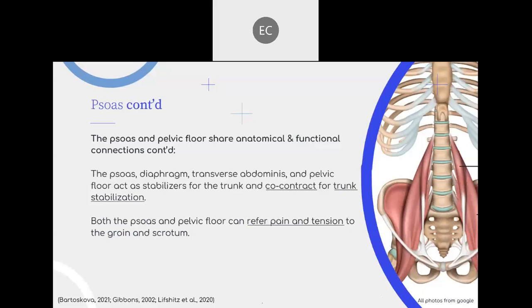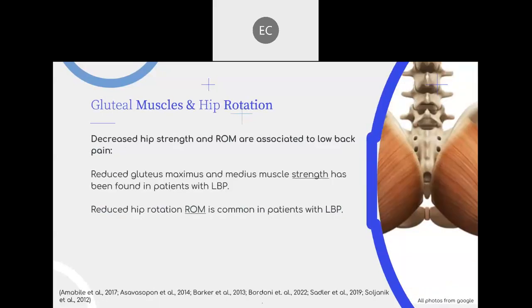So the psoas, the diaphragm, transverse abdominis, and pelvic floor act as stabilizers for the trunk, and they all co-contract for trunk stabilization. And both the psoas and the pelvic floor can refer pain and tension to the groin and scrotum. So I'll move on to the gluteal muscles and hip rotation.